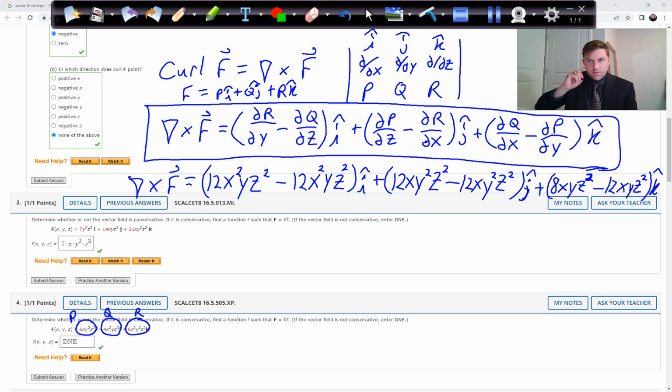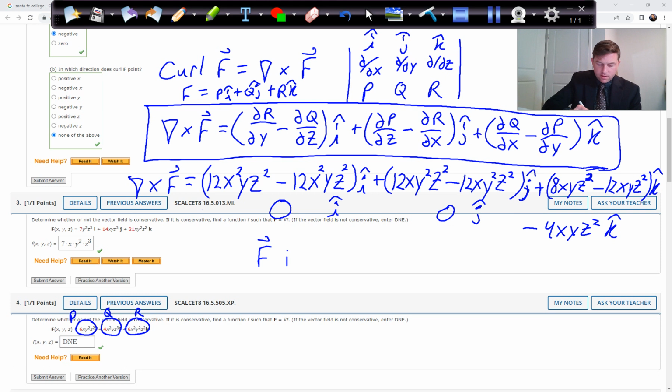Okay, now if you look at this very carefully, this first term is 0 in the i. The second term is 0 in the j. The third term, however, is minus 4xyz squared in the k. So those two terms don't cancel each other perfectly. And because of this, we would say f is not conservative. So we have to have the curl be equal to 0. It's conservative.